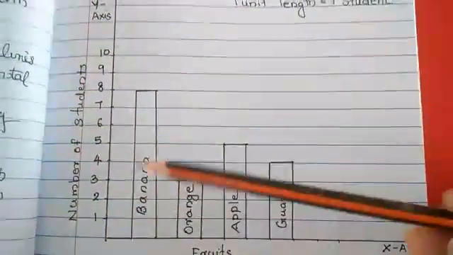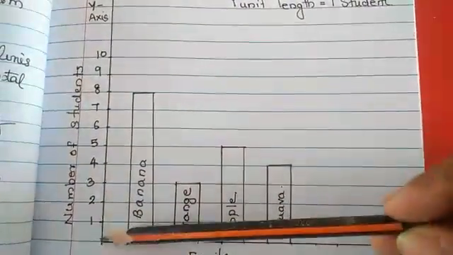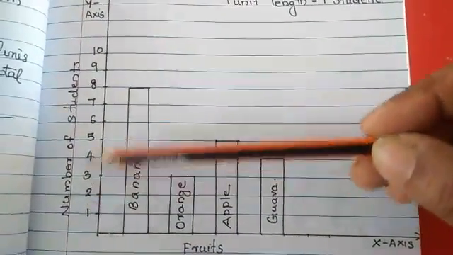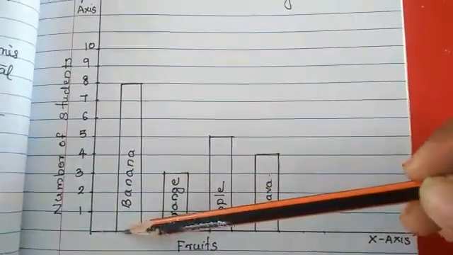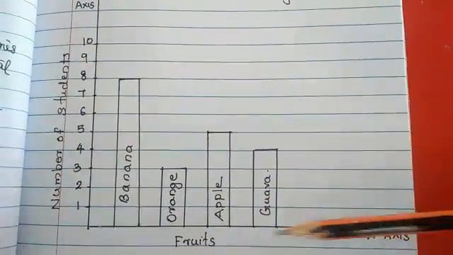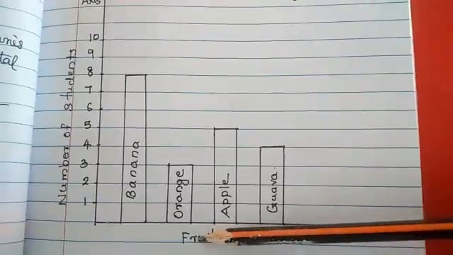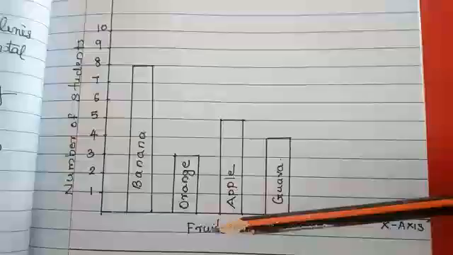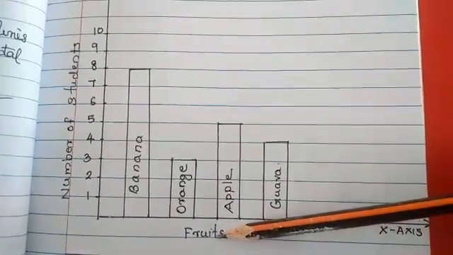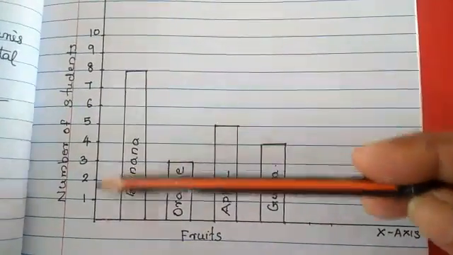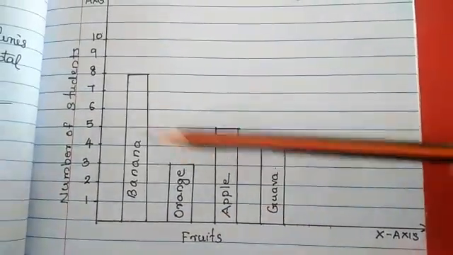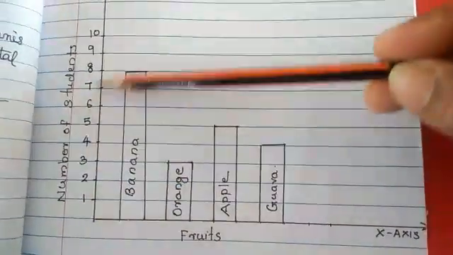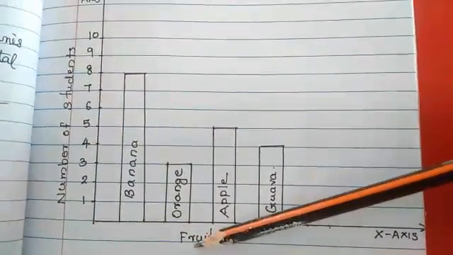Next step, along the vertical line, we have written here number of students. That means the values. And in the horizontal line, we have written fruits, because fruits are the items here. So first we drew this vertical and horizontal line and we labeled them. What we are going to mark along this line: here number of students, here fruits.